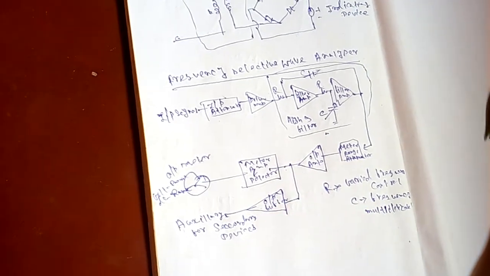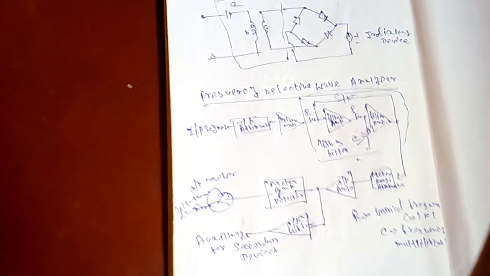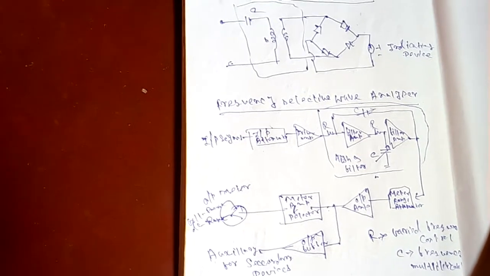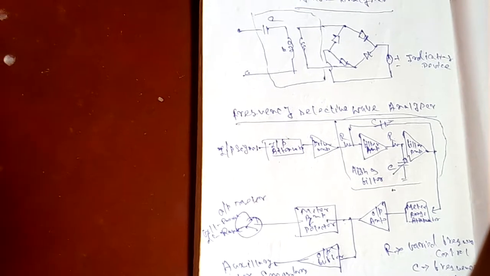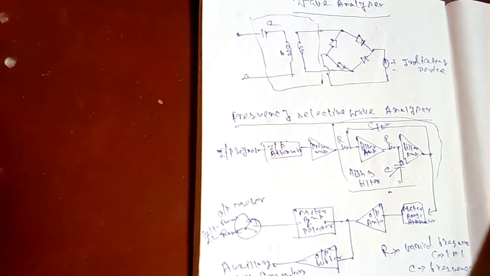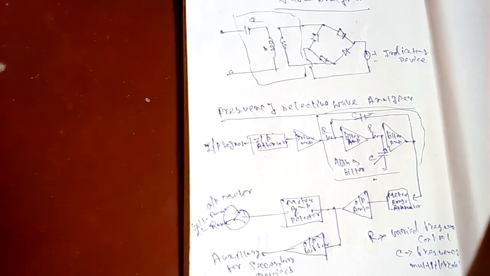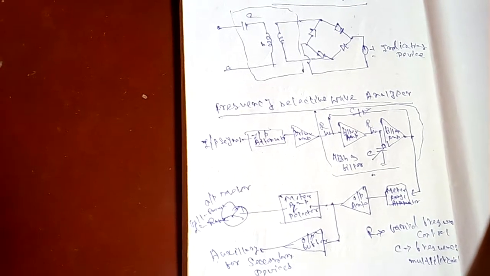Hence it is called frequency selective voltmeter. From the figure we see that the main component is the filter. Without the filter, we cannot amplify and select the frequency, the low frequency. Then the entire radio frequency range is covered in decade steps by switching capacitors.